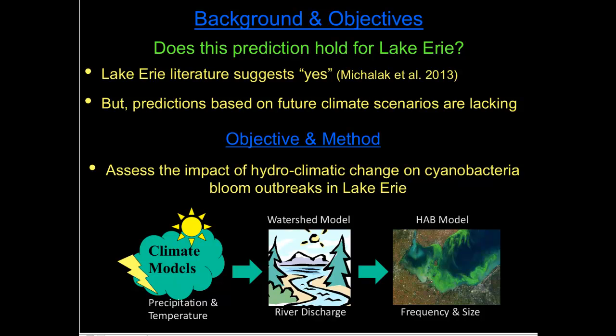What we wanted to do is to look at climate models that exist. There are many good climate models. We use these climate models to predict precipitation and temperature into the future, and then use this precipitation and temperature to drive watershed models. These watershed models would predict future river discharge, which includes not only the river discharge, but also discharge of nutrients and sediments. And then we use this river discharge, including water quality changes in the future, to drive harmful algal bloom models. With this, we'll be able to predict the frequency and size of harmful algal bloom events into the future. So that's our objective and a schematic of our method.